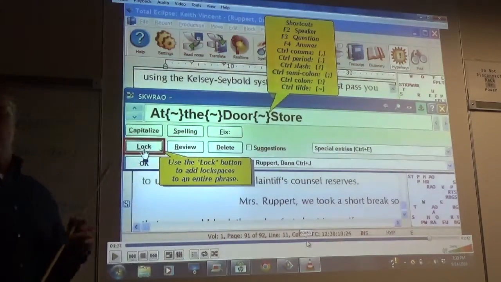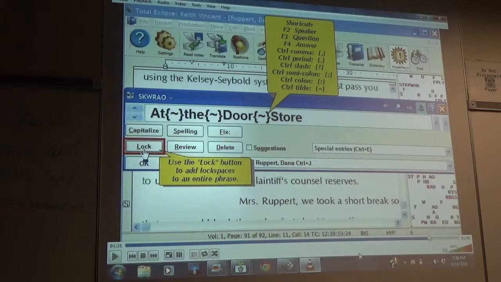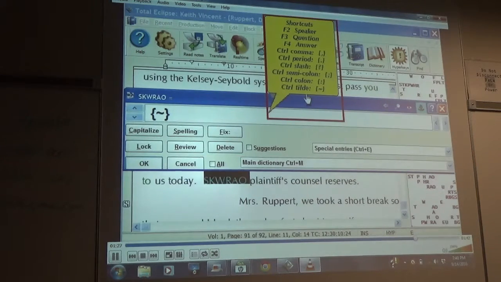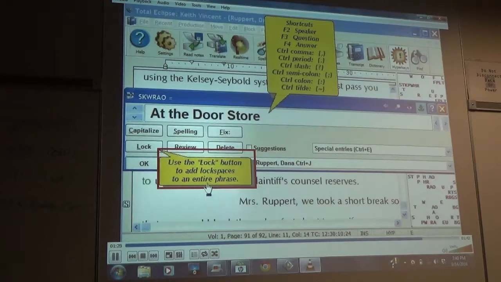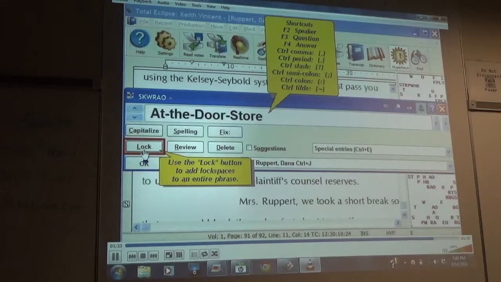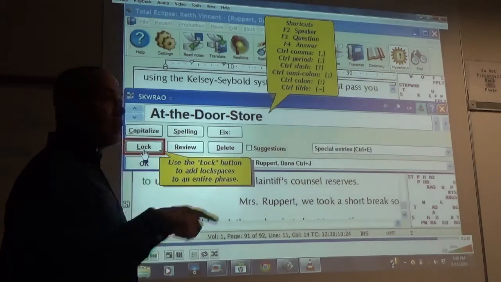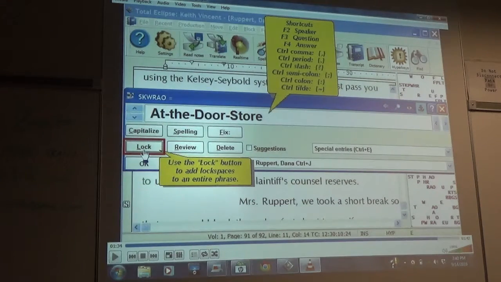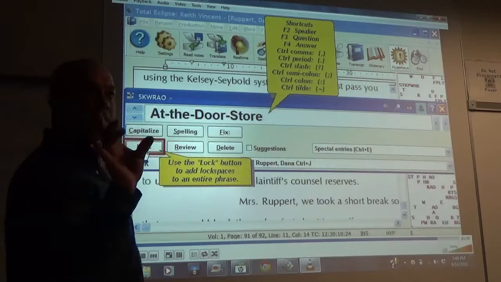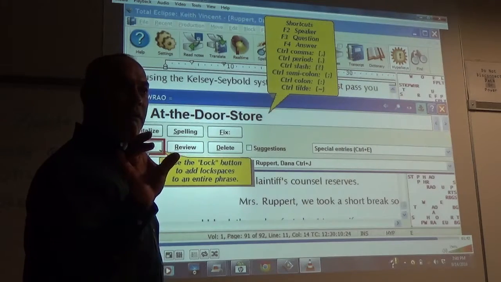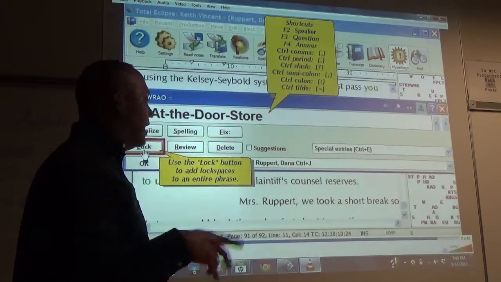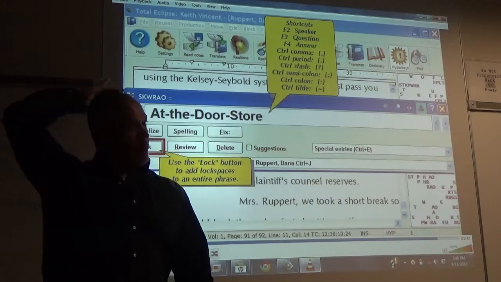Look at what it does on the lock. If you have an entire phrase whose words you want to keep together, you can use the lock button. Press the lock button again, and you'll get hyphens. So see how it's going to hyphenate it, but those little squiggly lines mean to keep it together on the same line. Got it? And I think you can do it because I think we've done it before.